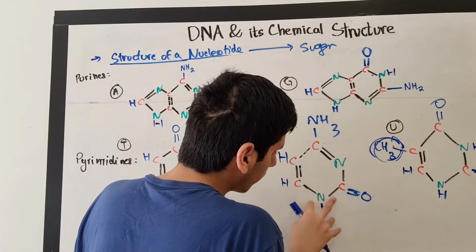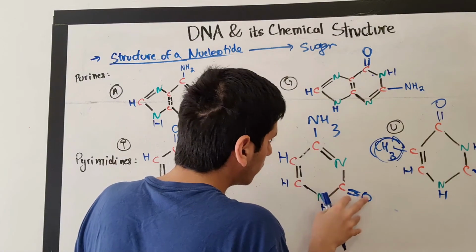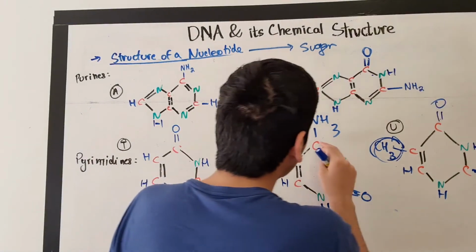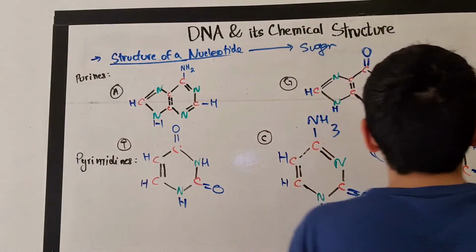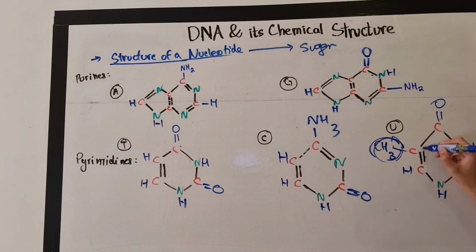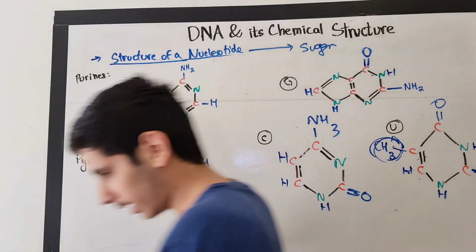4 bonds, 3 bonds. That's 4 with the carbonyl. 3. That's 4. Let's see over here. This is 2, 1, 1, 4, 2, 1, 1. Hydrogen 3, 4. So let's see, 3, 4. Yeah, okay, so we're good. So that's it.